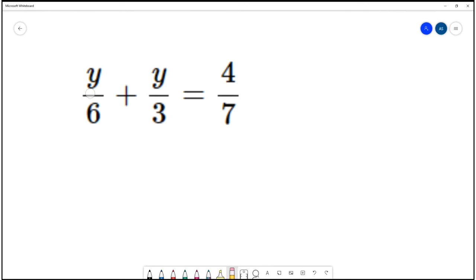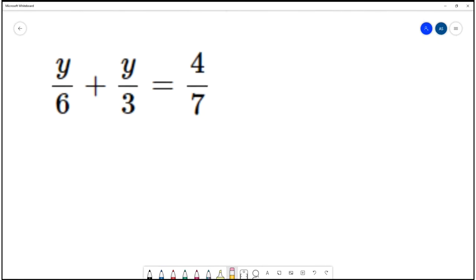On this question, we want to solve the equation y over 6 plus y over 3 equals 4 over 7. You can see that we have several fractions in this problem. And we have a strategy called clearing fractions. This clearing fractions method allows us to get rid of the fractions in the first step of the problem so that we don't have to work with them as we solve.